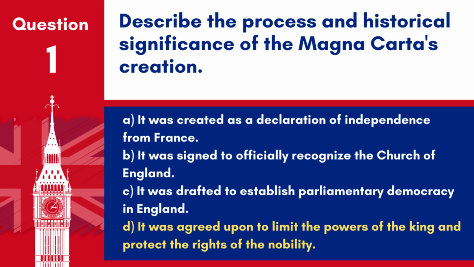Answer. D. It was agreed upon to limit the powers of the king and protect the rights of the nobility. The Magna Carta, signed in 1215, was significant because it limited the power of the monarchy and laid the foundation for future parliamentary and constitutional developments.